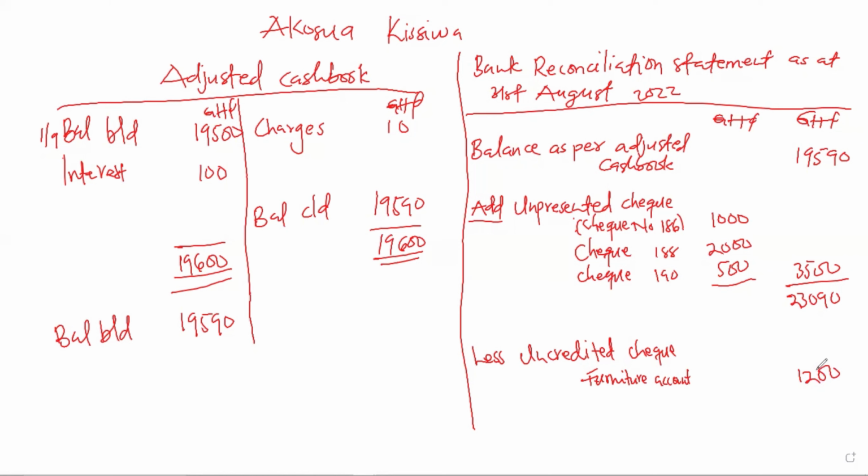Then the next one is 3,800. We can find 3,800 here. The next one, the last one, is 3,000, and we can find 3,000 here. So the only uncredited check we have in the question is 1,200. So we deduct the 1,200 from the 23,090. Then we get 21,890.